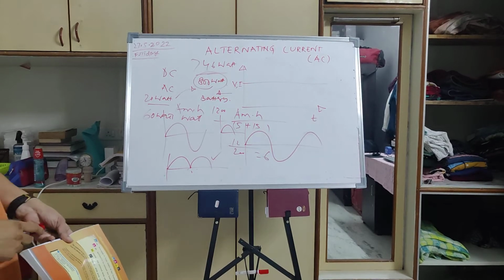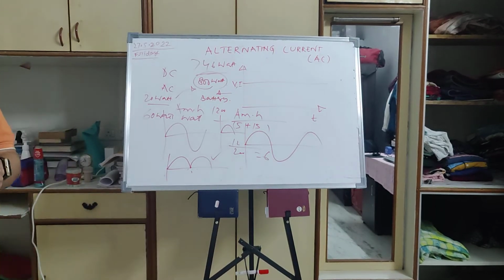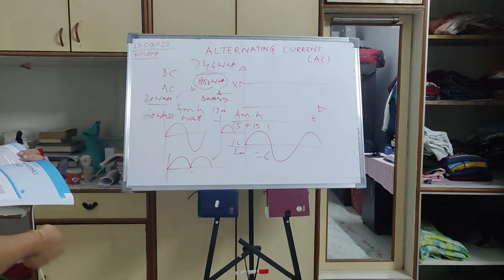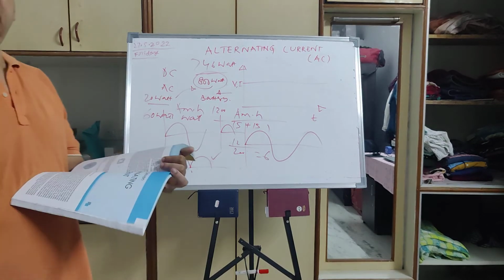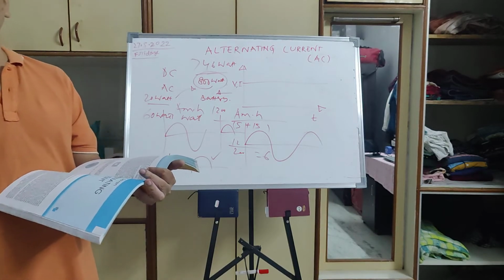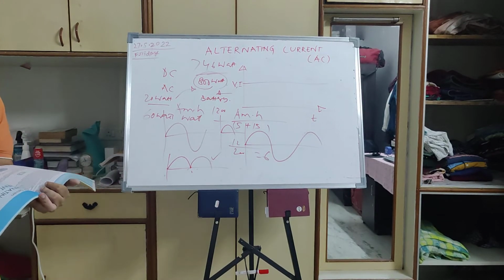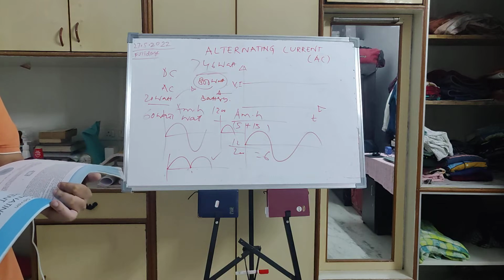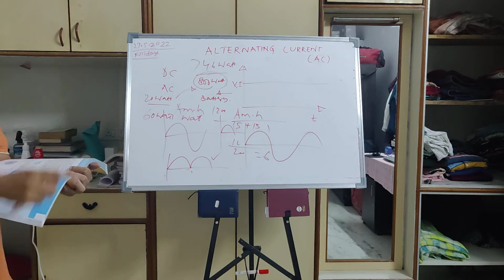Okay, we are digressing. So that's about the different devices. This rectifier converts AC to DC, whereas the inverter converts DC to AC. So in our house we are using an inverter.